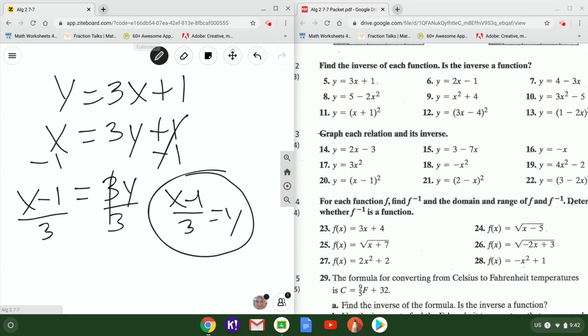Is that a function? Yes, because it's linear. If you were to graph it, you just subtract 1, divide by 3. You're going to get a line. So that's a function. The only time it's not a function is if you get a square root in there, because then you're going to get a sideways parabola, which is not a function because it doesn't pass the vertical line test. So as long as you have the square root of x somewhere in there, it's not going to be a function. So that's number 5.